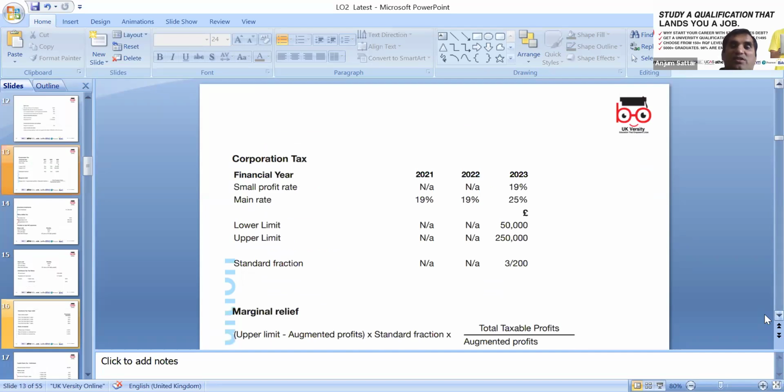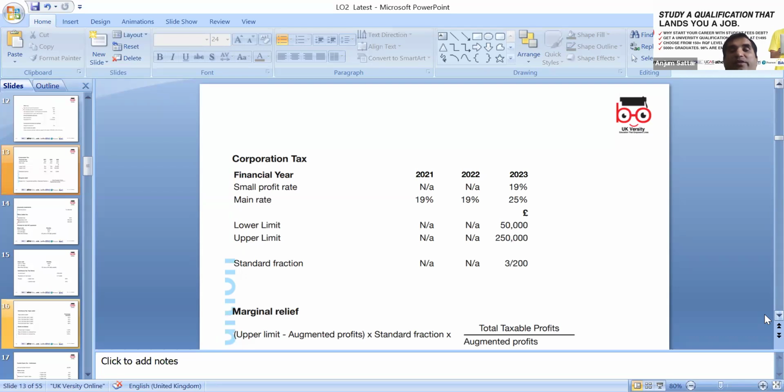Then the corporation tax, of course, that's also quite good to look around because the main rate is 19%. Further, it is going to be 25%. Yeah, so we can look around main rate, upper rate, lower rates. Yeah, small profit rate is 19%. Okay, so lower limit is 50,000, upper limit is 250,000 or more.